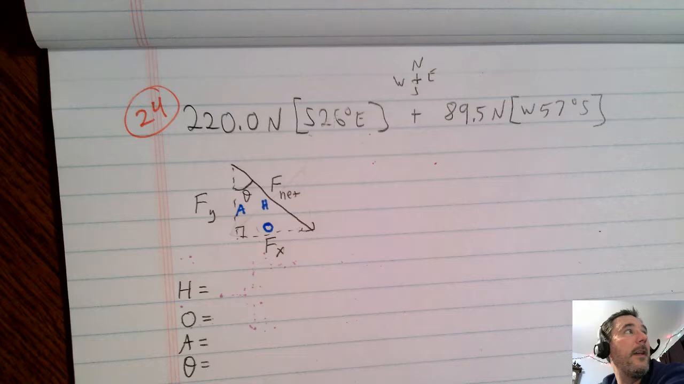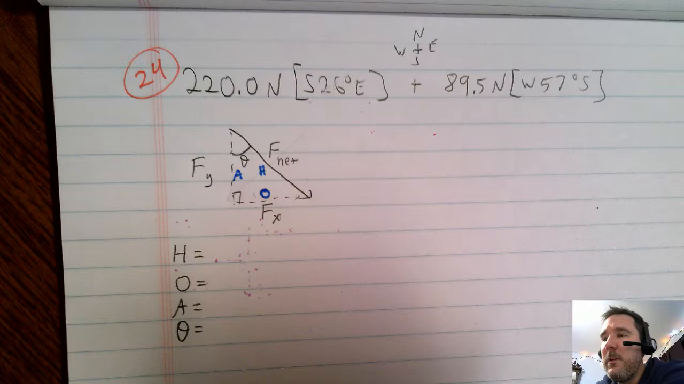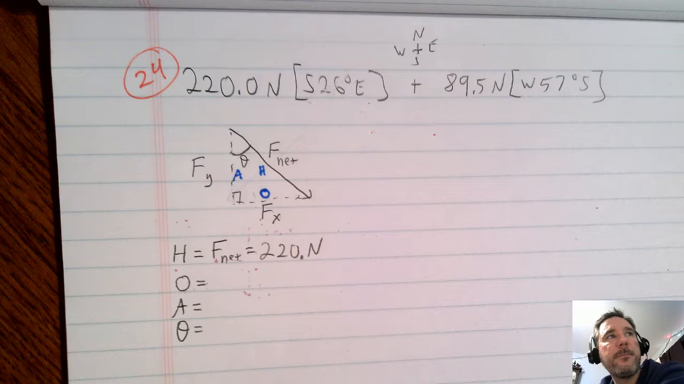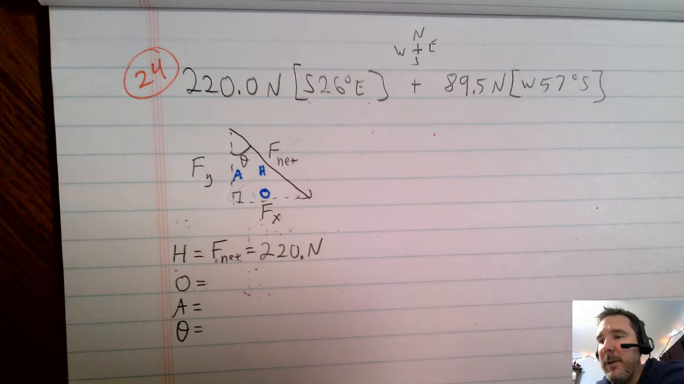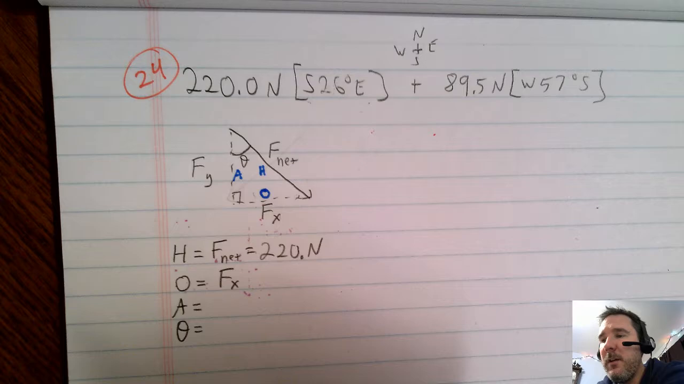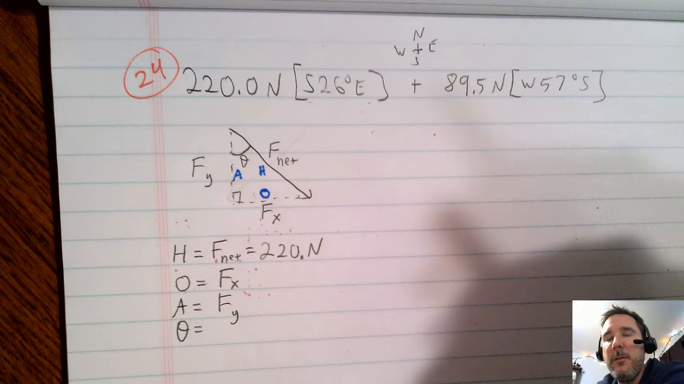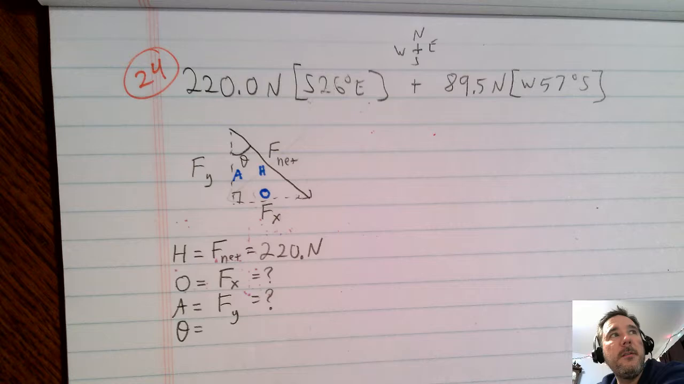So when in doubt, just look at it like it's a triangle, because that's all that it is. Let me scooch that up a bit. All right, my hypotenuse is my F net, and that's my 220 newtons, okay? My opposite side, I don't know it, but I do know that's my FX, the force in the X direction, the horizontal force. My adjacent side is going to be my FY, my vertical force. And I don't know those. I could put question marks. Okay, and my angle is 26 degrees.